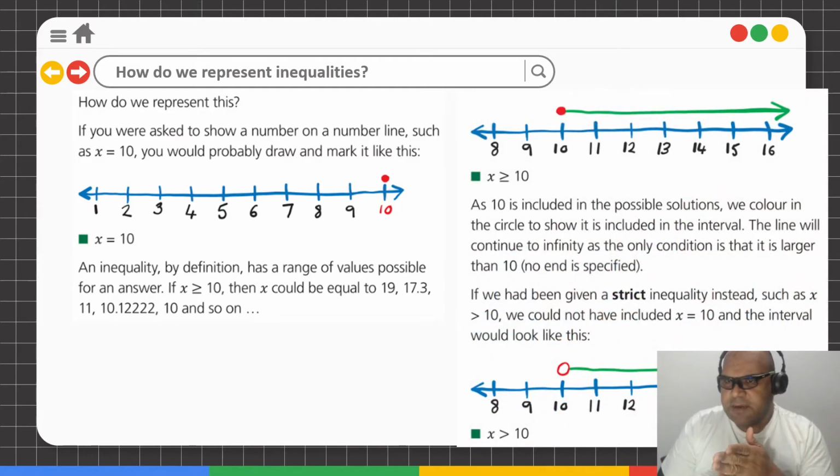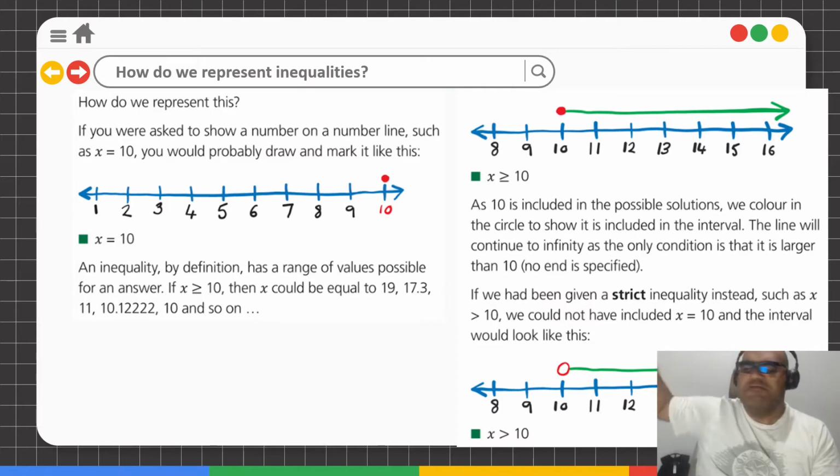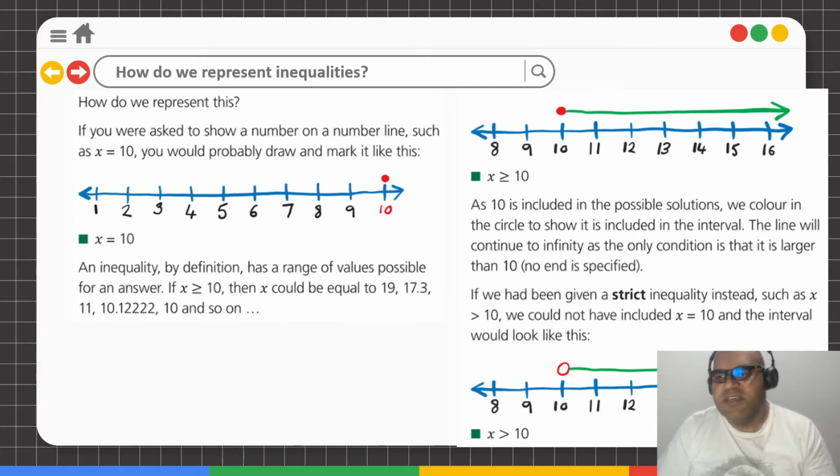Like we can see here. As 10 is included in the possible solutions, we color in the circle to show it is included in the interval. The line will continue to infinite as the only condition is that it is larger than 10. Okay? When you see the arrow pointing, it means infinite. Okay, goes to no end.